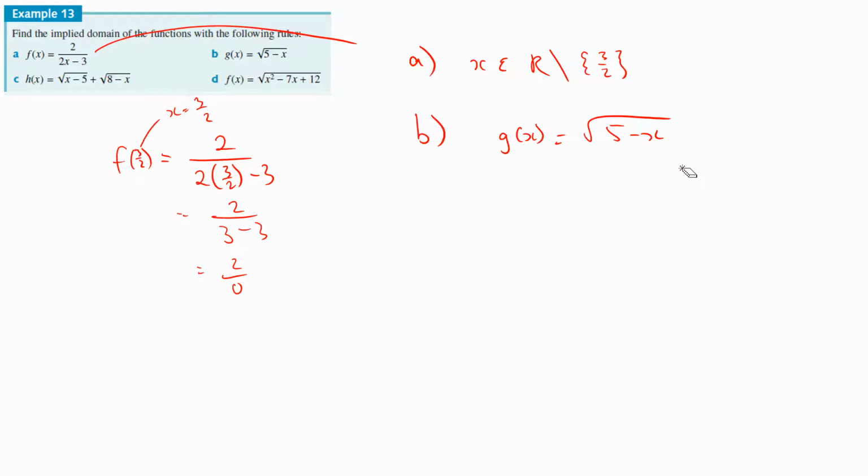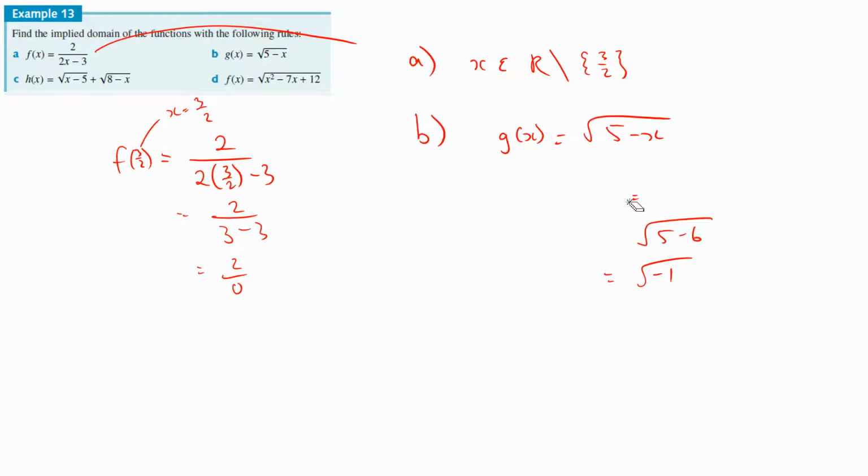So for example, if I said x is equal to 6 and I substitute 6 in, g of 6 is the root of 5 minus 6, which is root of negative 1. We can't do root of negative 1, so it's undefined. That means 6 doesn't exist. My domain can't have 6. But then there are so many to list, there are infinite numbers. So how do you say that?